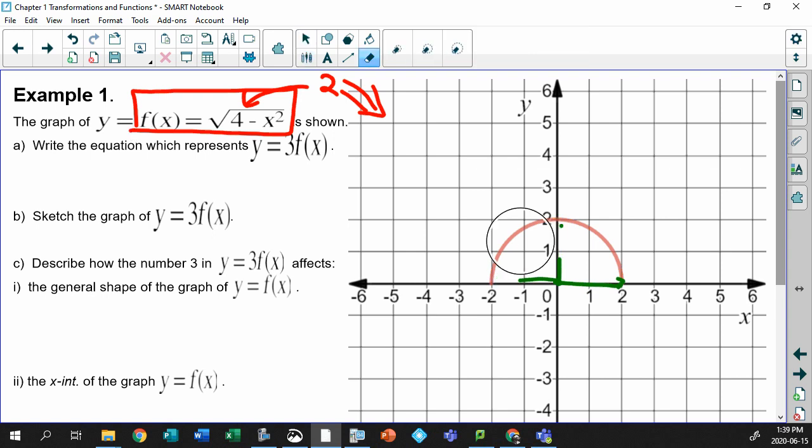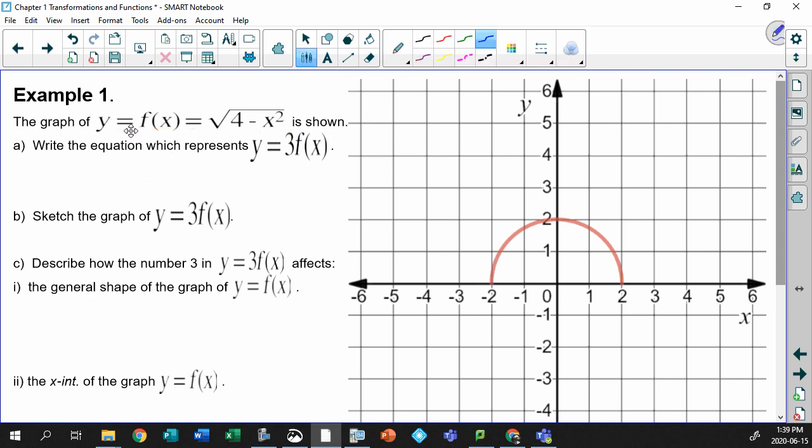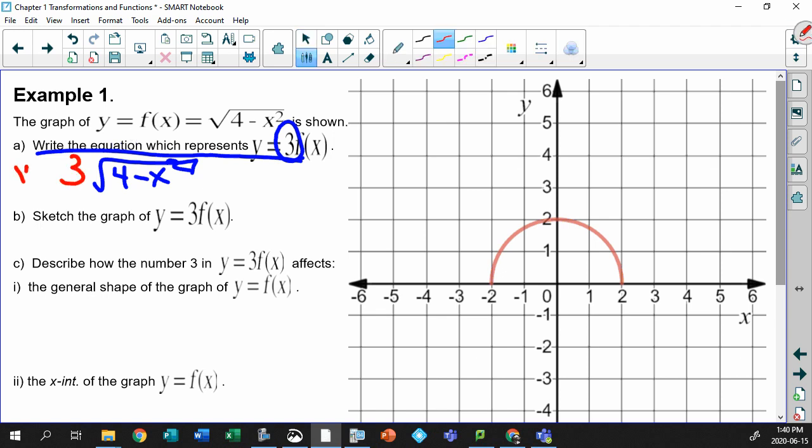What a beautiful way to explain vertical transformations. Check this out. It says, write the equation which represents a 3 in front of the f of x. Well, think about this. This is the f of x right here. This is the 4 minus x squared. There's the f of x. All you're going to do is stretch by a factor of 3. So you put the 3 on the outside. There you go. There's your new equation.